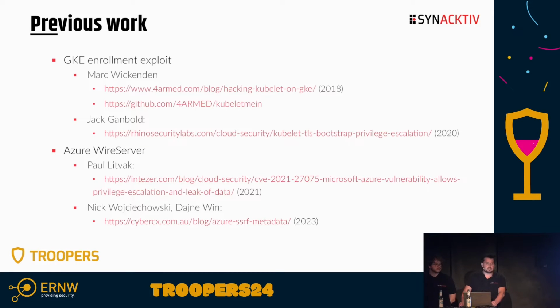So exploiting a TLS bootstrap token is not really a new technique. There are a lot of blog posts and documentation on the internet, but especially for Google Kubernetes Engine or Elastic Kubernetes Service. But when it comes to Azure Kubernetes Service, there is nothing. So that's why Paul and I decided to present this topic here.